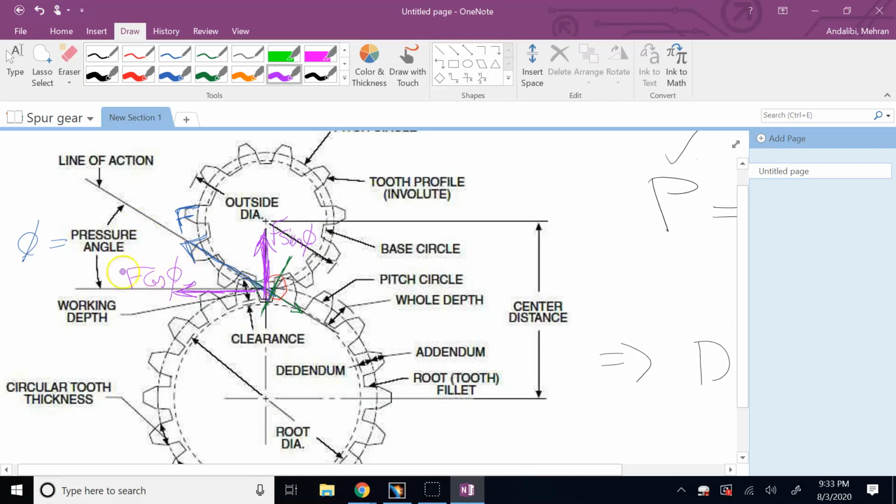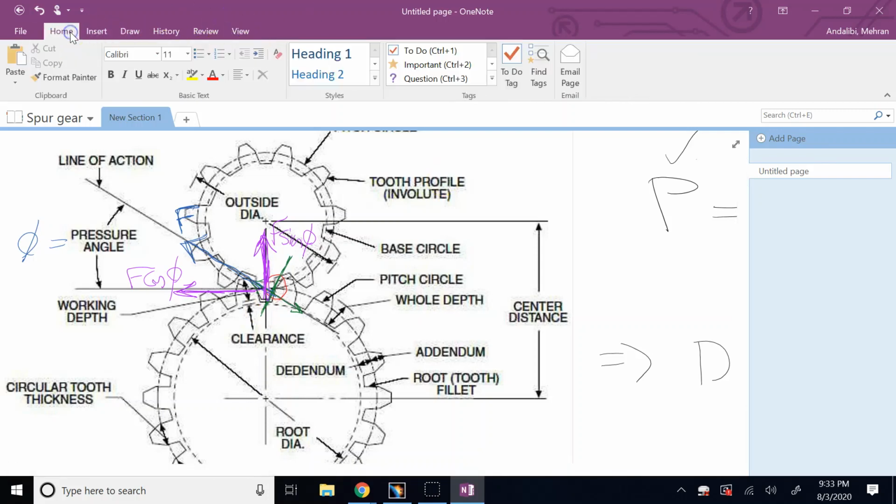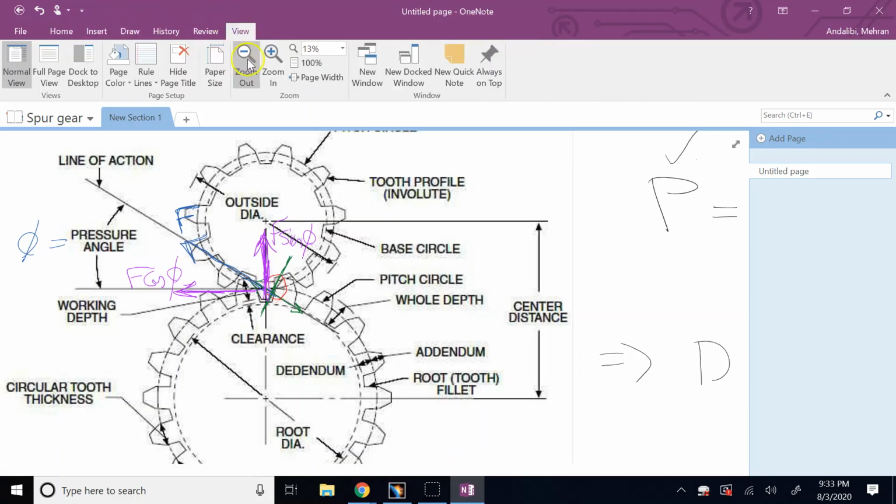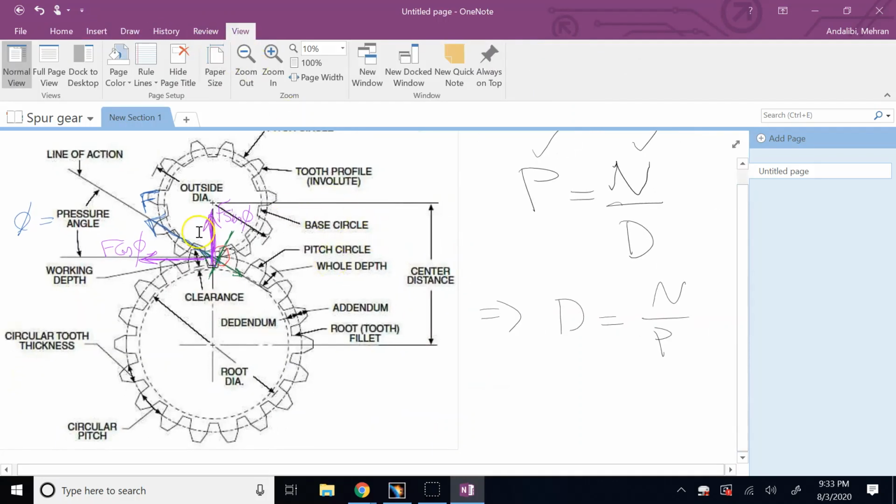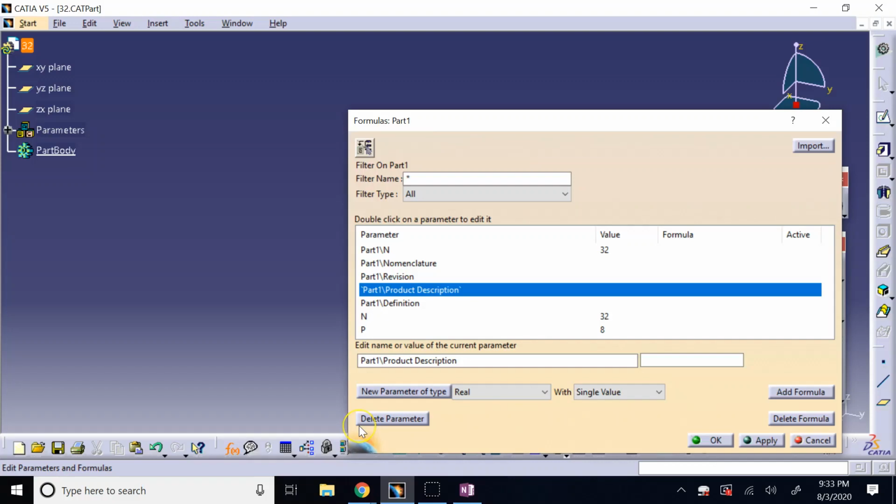Clearly, the smaller the phi is, the bigger the component of the force that creates torque, and the smaller the one that pushes the gears against their bearings. Okay, so I just wanted you to know about the meaning of pressure angle. So it says the pressure angle, make sure the unit is degree, and call it phi.